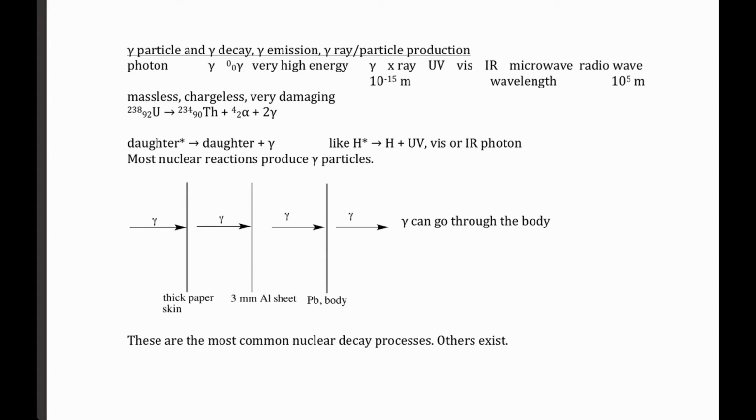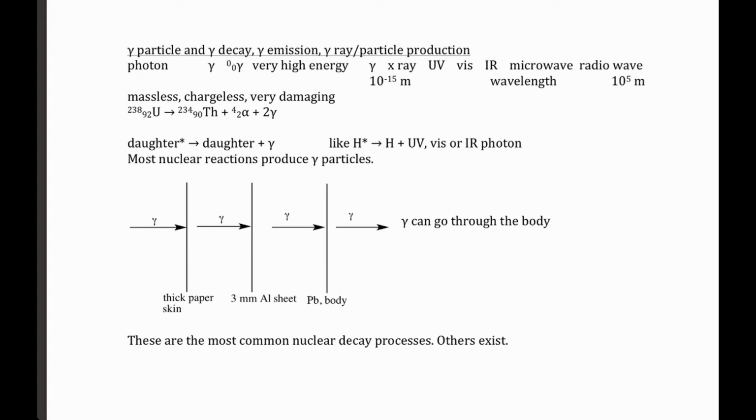When gamma particles are produced, it's the nucleus and the nucleons in there that are not in the ground state. They are in some kind of excited state, and when they fall back down to the ground state, they give off also electromagnetic radiation, but it's in the gamma range. They are very hard to stop. They can penetrate skin, thick paper, metal sheets. They can go right through the body.